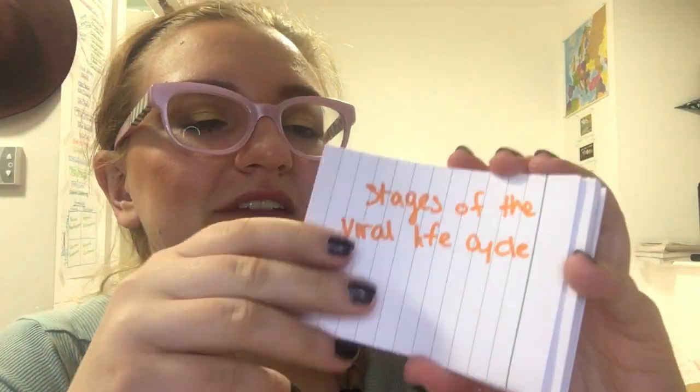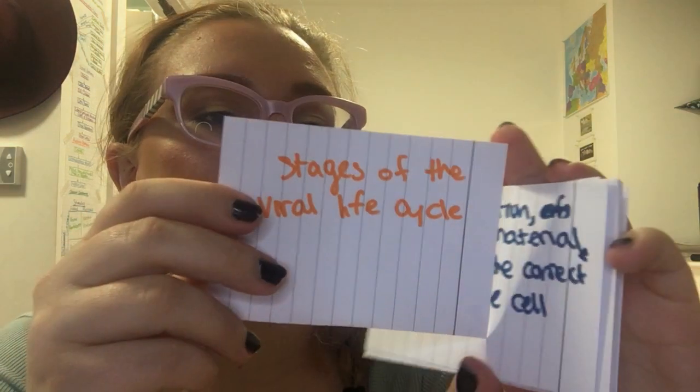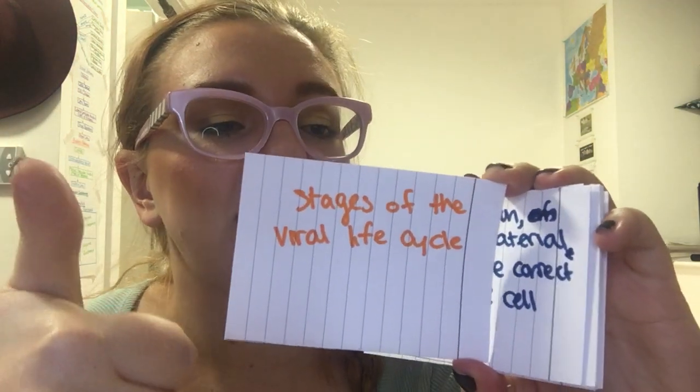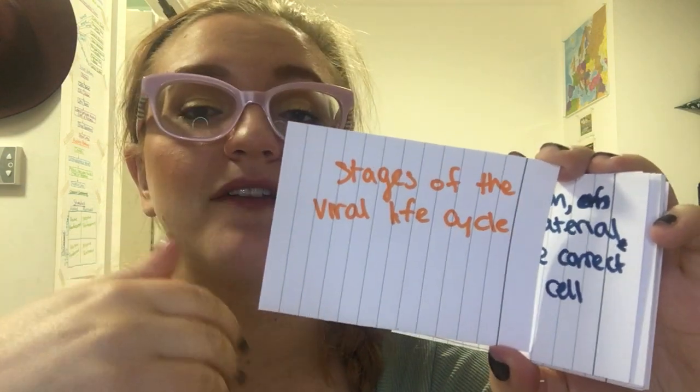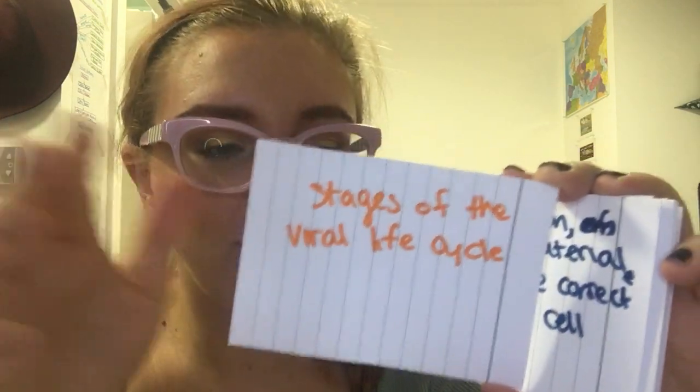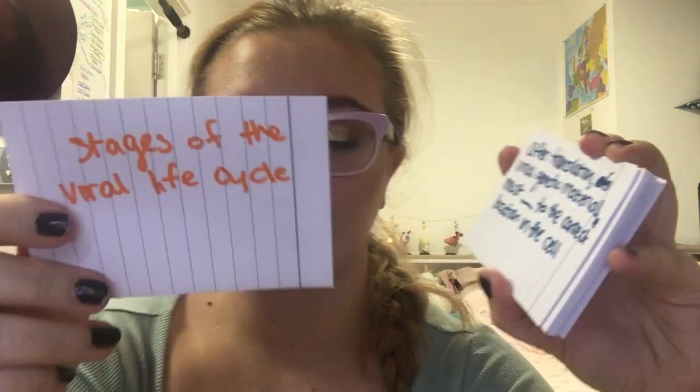Stages of the viral life cycle. So we start with infection. Then we have the translation and progeny assembly. Then we have the progeny release. And then we go into either the lytic or the lysogenic cycle.